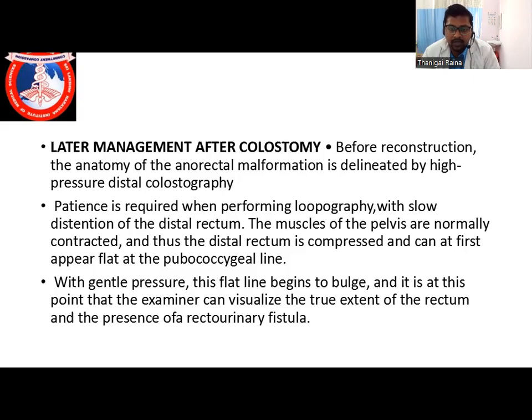the distal rectum, so that the muscles of the pelvis are normally contracted and thus the distal rectum is compressed and cannot appear as a flat line at the pubococcygeal line. So with gentle pressure, this flat line begins to bulge and it is at this point that the examiner can visualize the true extent of the rectum and the presence of a rectourinary fistula.